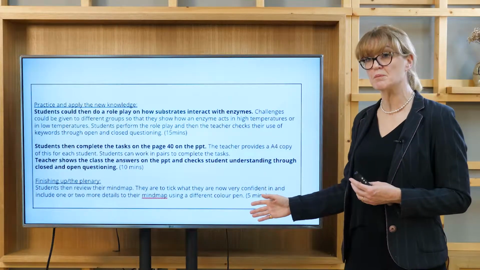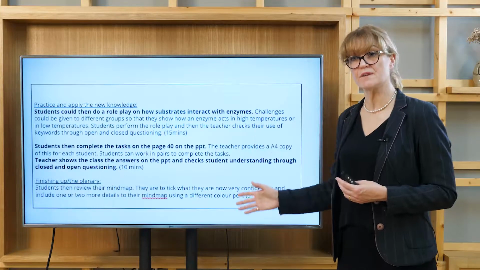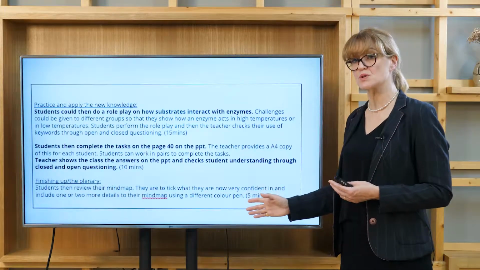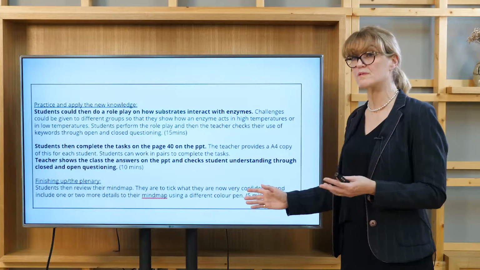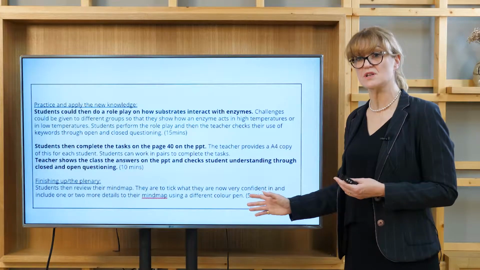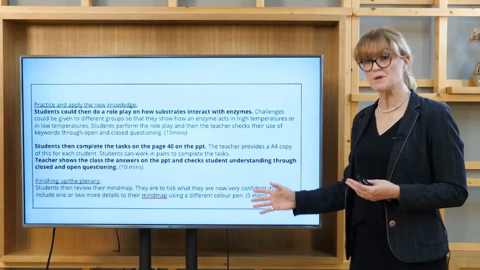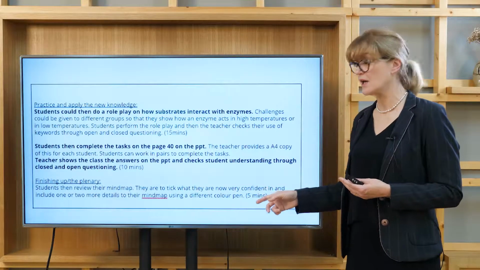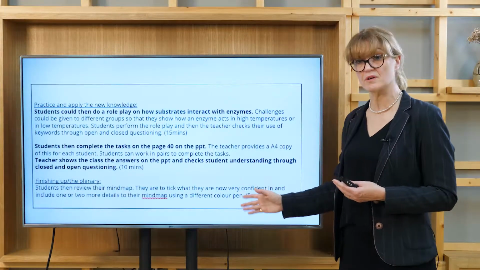And then finishing up: if you run out of time at any stage in the lesson, you always need to make sure, and this is something that's pressed upon all of us teaching in an international school, that you must finish up with a plenary, an opportunity for the students to review what they've learnt in that lesson. And this is a really important part of cognitive science as well.